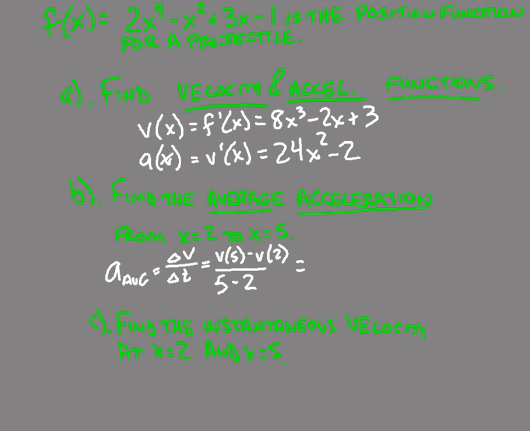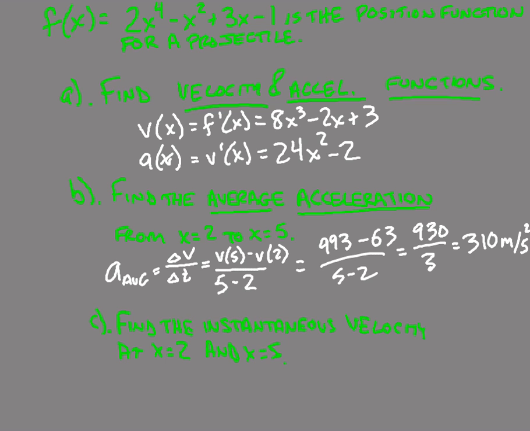So when I plug 5 into this velocity function, I should be getting 993. When I plug 2 into the velocity function, I get 63, over 5 minus 2. So I should have 930 divided by 3, so I should get 310. And again, whatever my units are, let's say again it was meters per second, but it's average acceleration. That means meters per second squared is my unit.